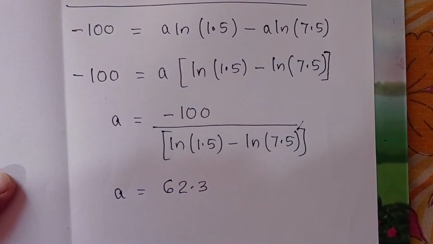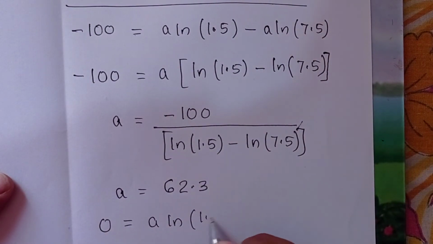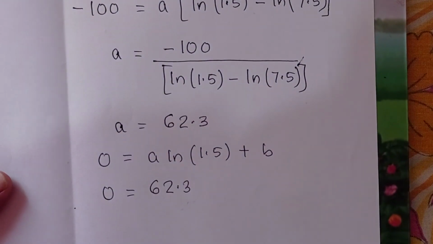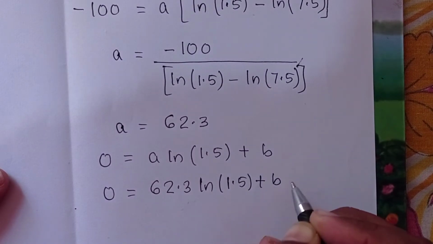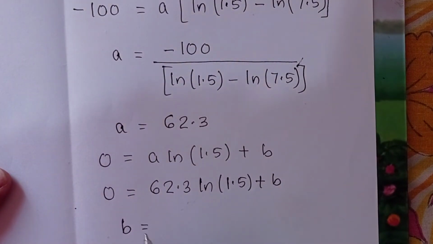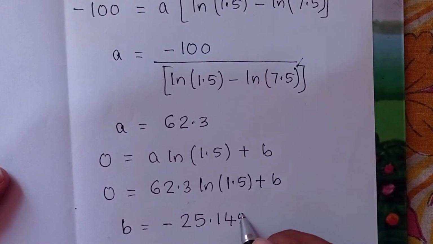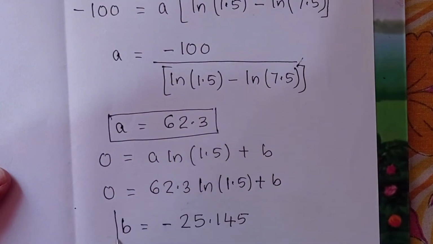Now I can find out the value of b from the first equation. That is 0 will be equal to a ln 1.5 plus b. In this, if I substitute, 0 will be equal to 62.3 ln 1.5 plus b. So from this, find out the value of b. So b will be equal to minus 25.14145. So I have found out the value of a, and now I have found out the value of b.